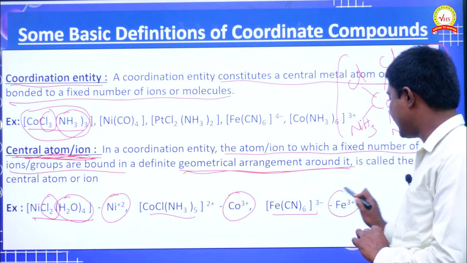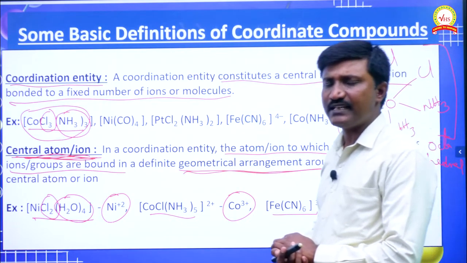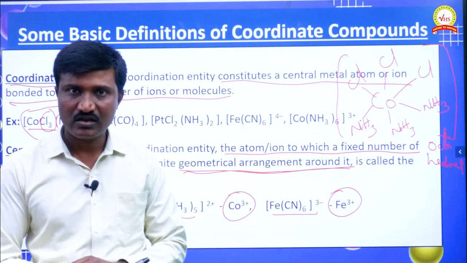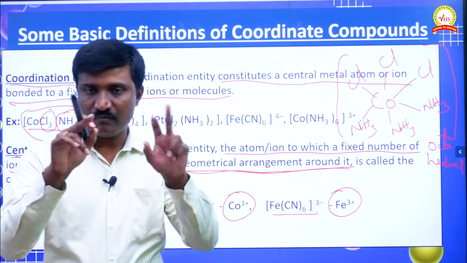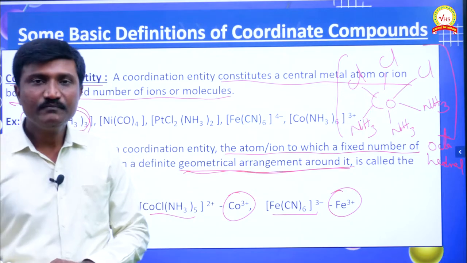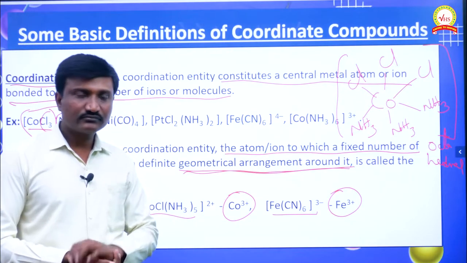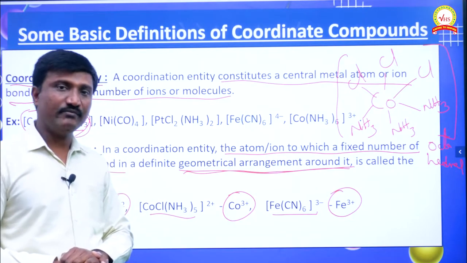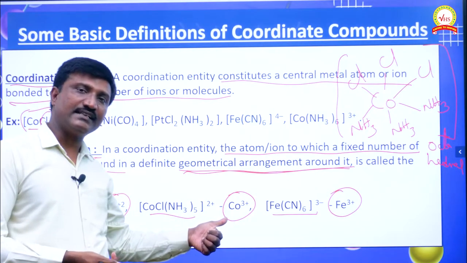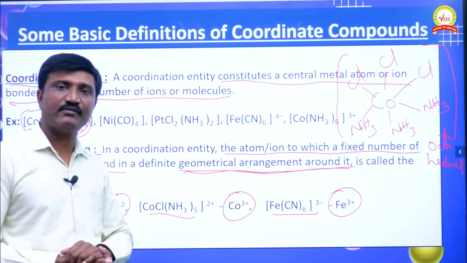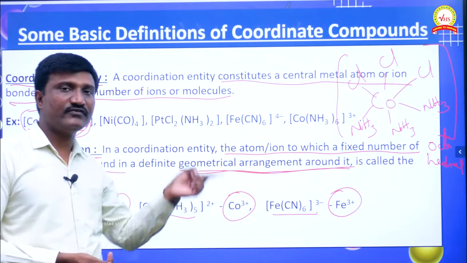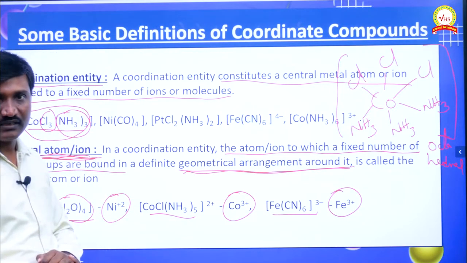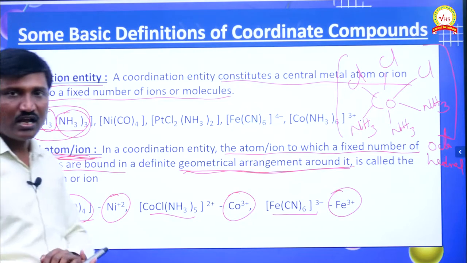So that iron is the central metal atom. To say simply, the central atom is a transition metal. Whatever complex compound we are taking, the transition metal belongs to the central metal atom or ion. Sometimes that metal is present in a neutral state, then we call it the central metal atom. In the complex compound, if the metal is present in an ionic state, then we call it the central metal ion. That's why he mentioned either central metal atom or ion.